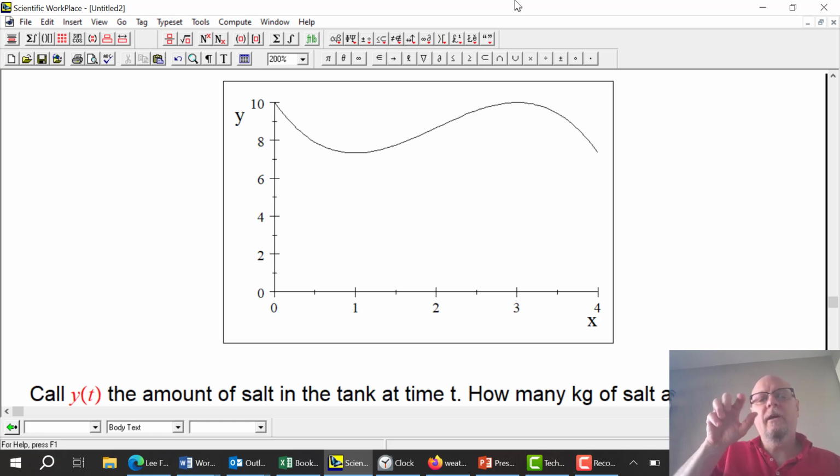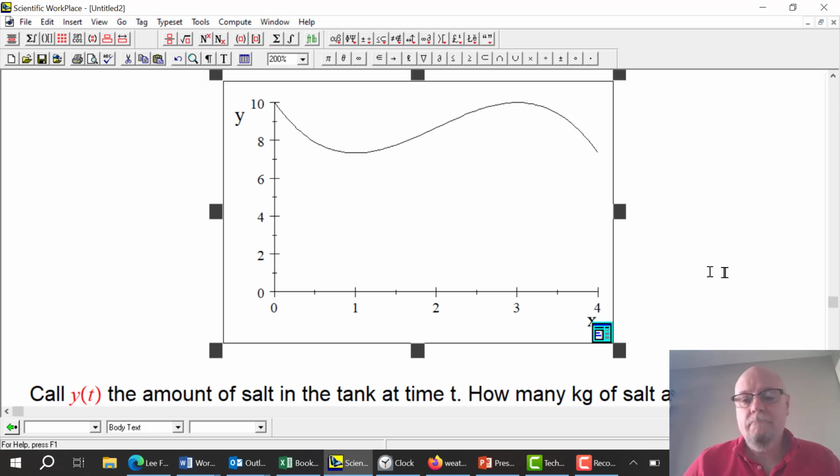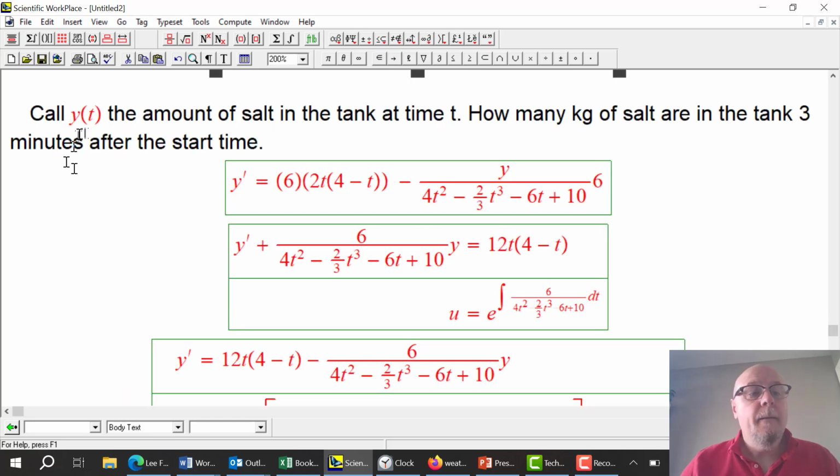Increasing, increasing, increasing, increasing, start to decrease. So there's my inflection point. Okay, the volume formula makes sense. So I'm going to call y of t the amount of salt in the tank at time t. How many kilograms of salt are in the tank 3 minutes after the start time?